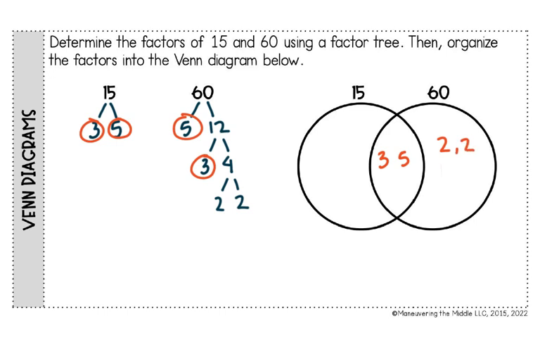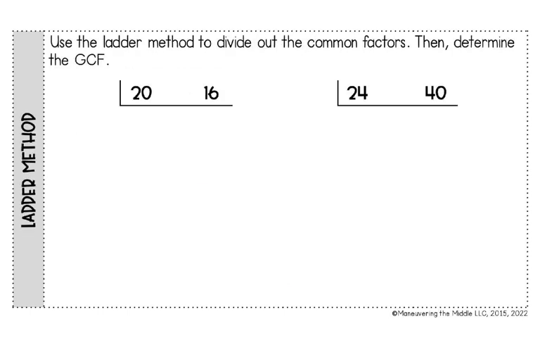Now to figure out what the greatest common factor is, I'm going to take our two numbers from the middle, 3 times 5, and multiply those together to get 15. So our greatest common factor, otherwise known as GCF, is equal to 15. The other way we can find the greatest common factor is by using what is called the ladder method. And we are going to continuously divide by 2.